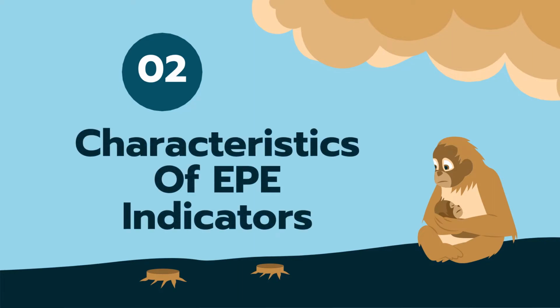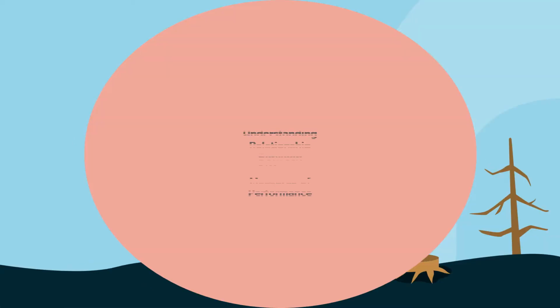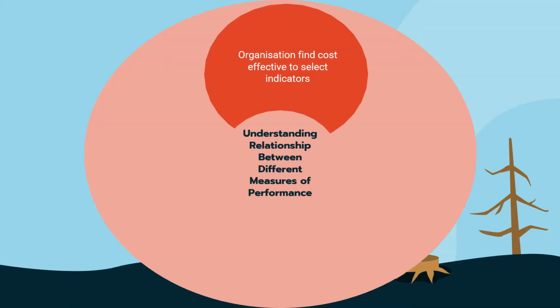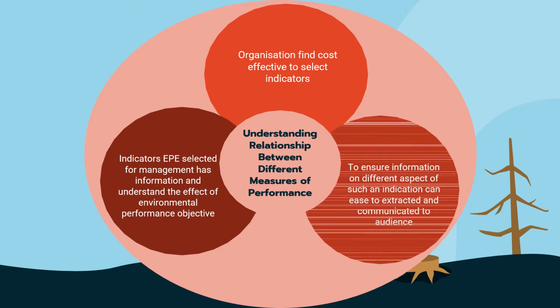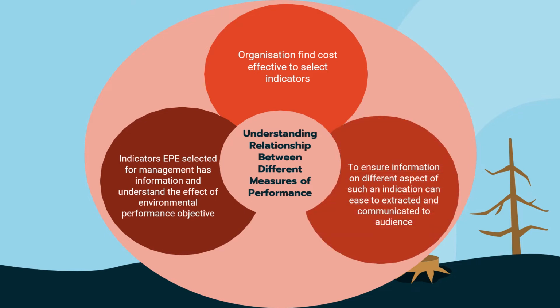Now let's go through the characteristics of EPE indicators. The first characteristic is understanding the relationship between different measures of performance. Organizations find it cost-effective to select indicators. Indicators for EPE selected for management have information and understand the effect of the environmental performance objective, to ensure that information on different aspects of such an indication can be easily extracted and communicated to the audience.